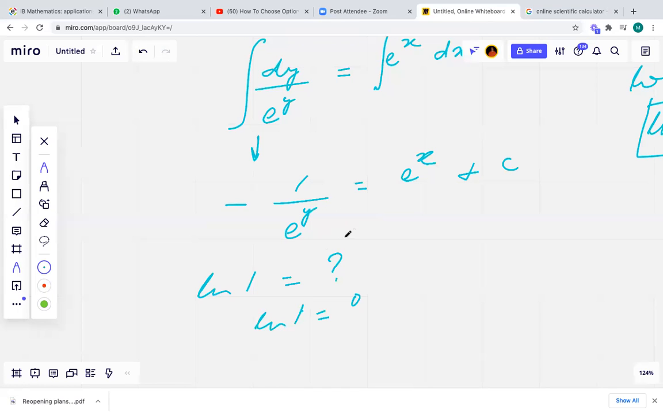We cannot do this. What we will say is 1 upon e to the y is equal to minus e to the x minus c, or plus c. That c does not matter. Are you getting it? Yes, sir.